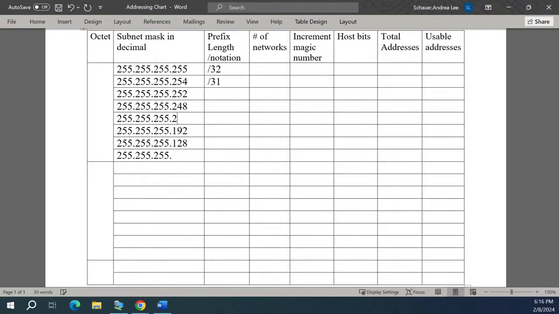Okay, 240, then we had 224. Now this looks much better. 192, 128. And then again, over here, we're just counting backwards, right? Slash 30, slash 29, slash 28. This is what we're used to, right? Slash 27, slash 26, slash 25. So just up to this point, what octet is this? Fourth. So put the fourth octet in there.